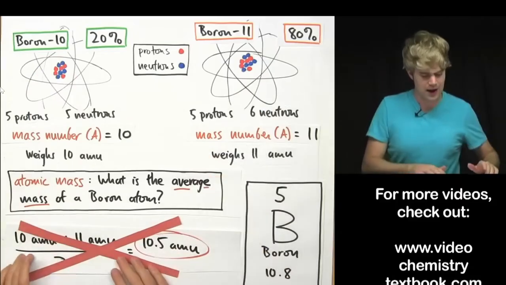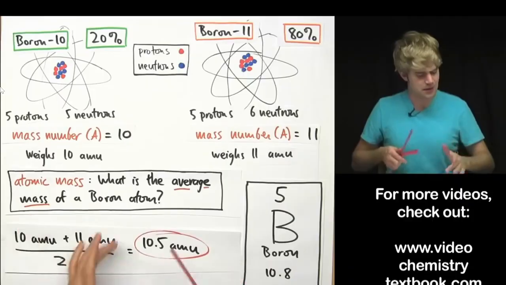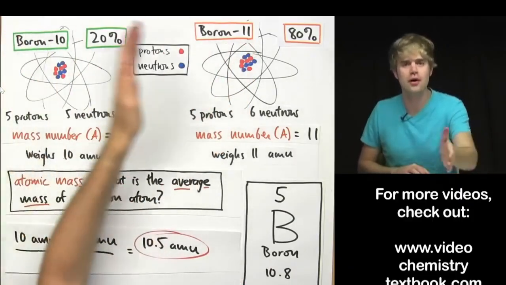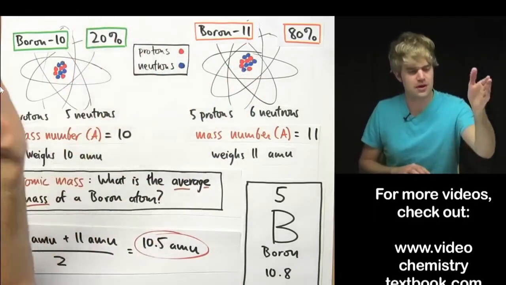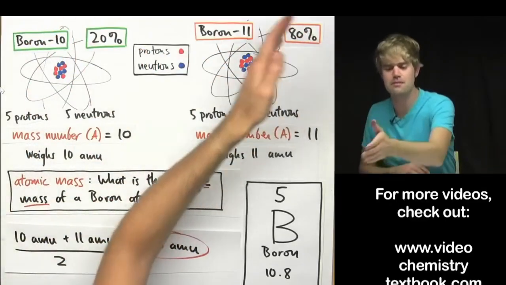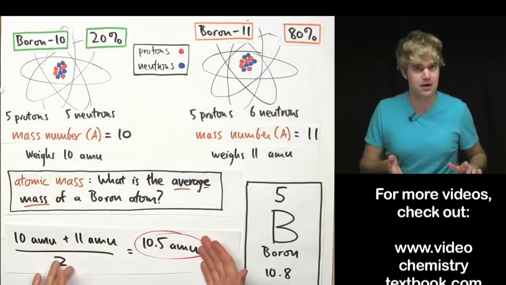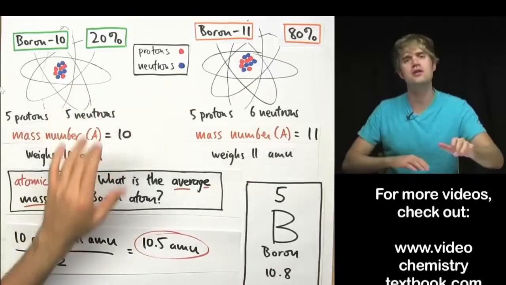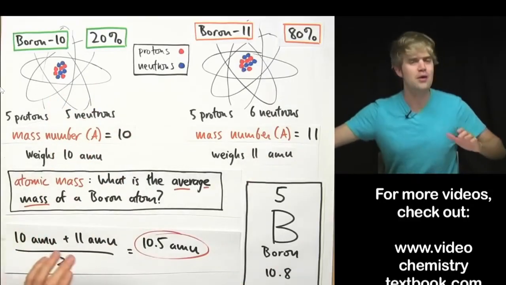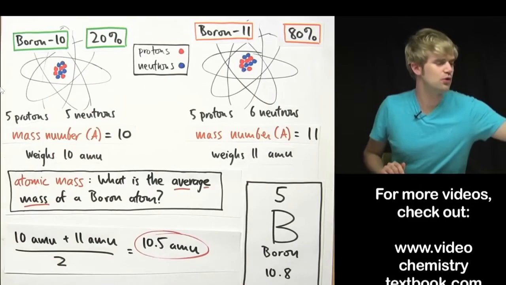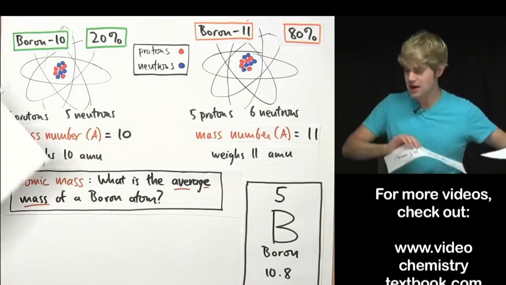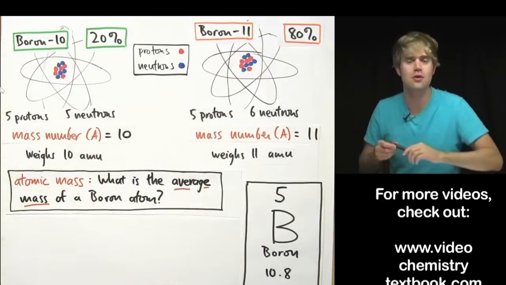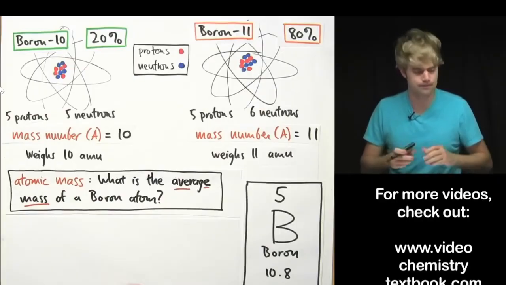And the reason why is because this type of thing, added up and divided by 2, assumes that we have the same amount of both of these. If we had 50% boron 10 and 50% boron 11, then we could just add them up and divide by 2. But we can't do that because we have different amounts of these two types of atom, okay? And we have to come up with a mathematical equation that's more complex than this to take into account the different amounts that we have of these two atoms. Here's how we do it.